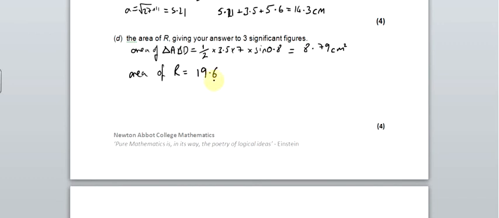That's the area of the sector. Subtract 8.79, that was the area of the triangle, which leaves us with 10.8, and it's 3 sig fig, and that's the area there.